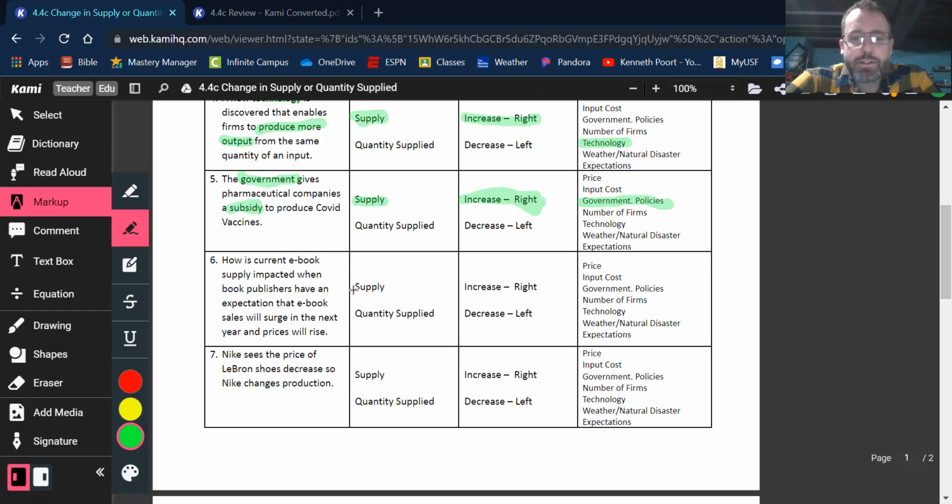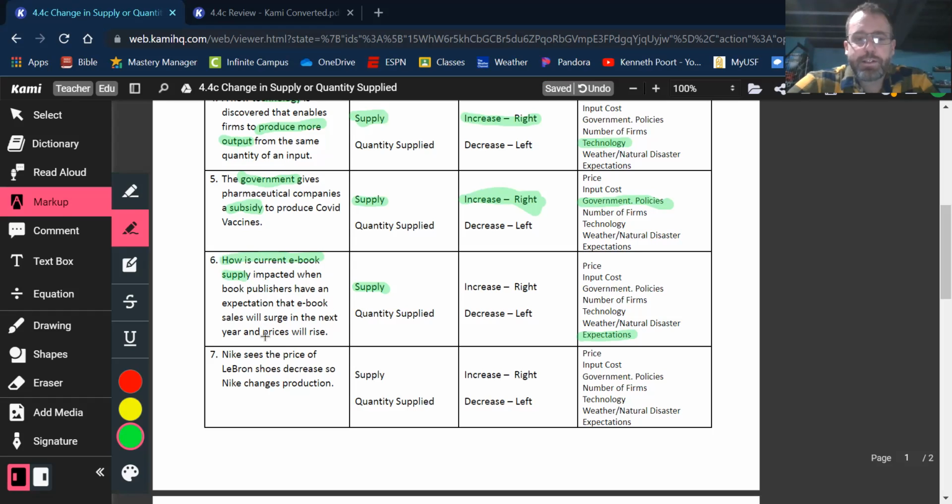So thinking of that, we know it's a change in supply, because it's talking about a future price, not the current price. All right, so we know it's not price is our answer. A lot of students want to choose price as our answer here. It's going to be the expectations as our answer. So it's asking, though, how is current ebook supply impacted by this?